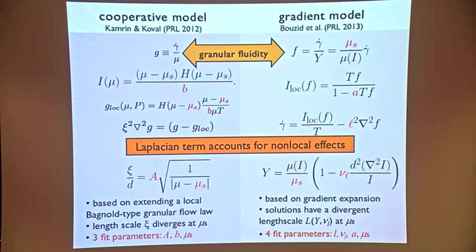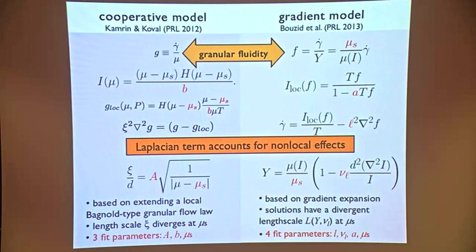And if you're below mu s, you shouldn't be flowing at all. And that's what the Heaviside function is for. Then it says this rule: the further above the mu s you are, the more you flow. There's a constant of proportionality here, but if you're below mu s, the Heaviside function says, sorry, you don't get to flow at all. So that's a local rheology.